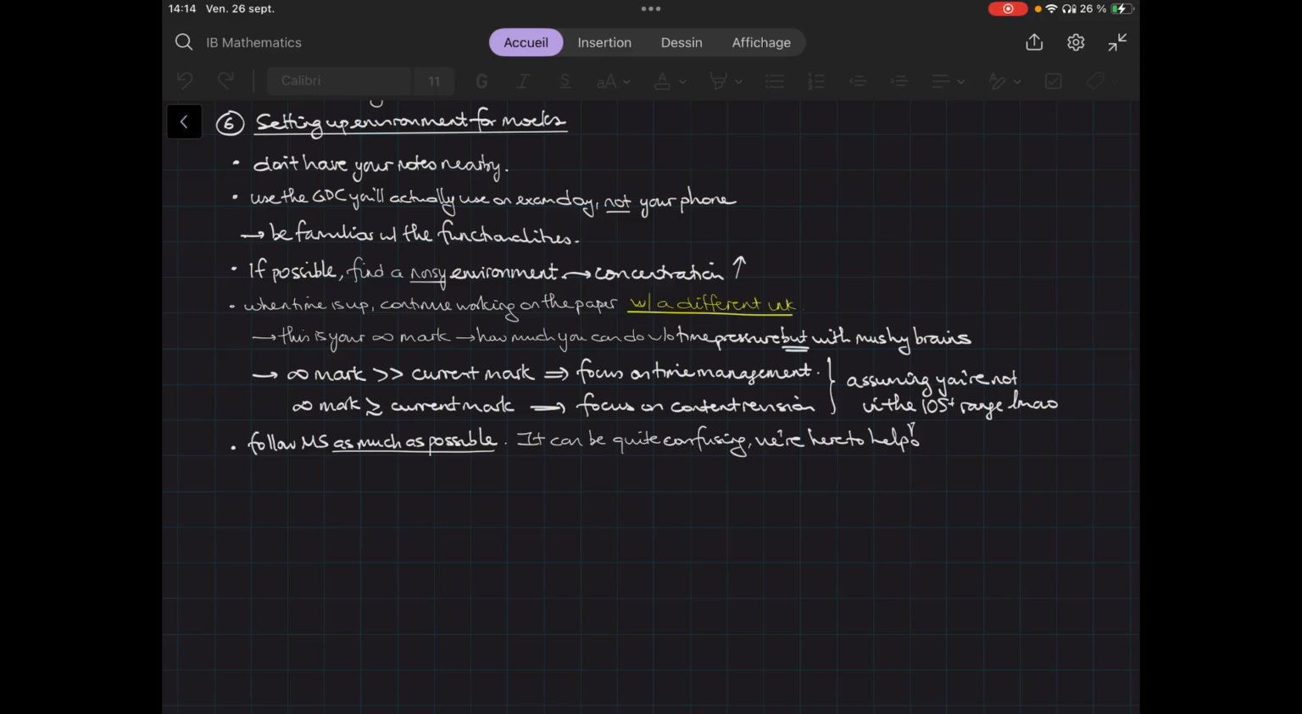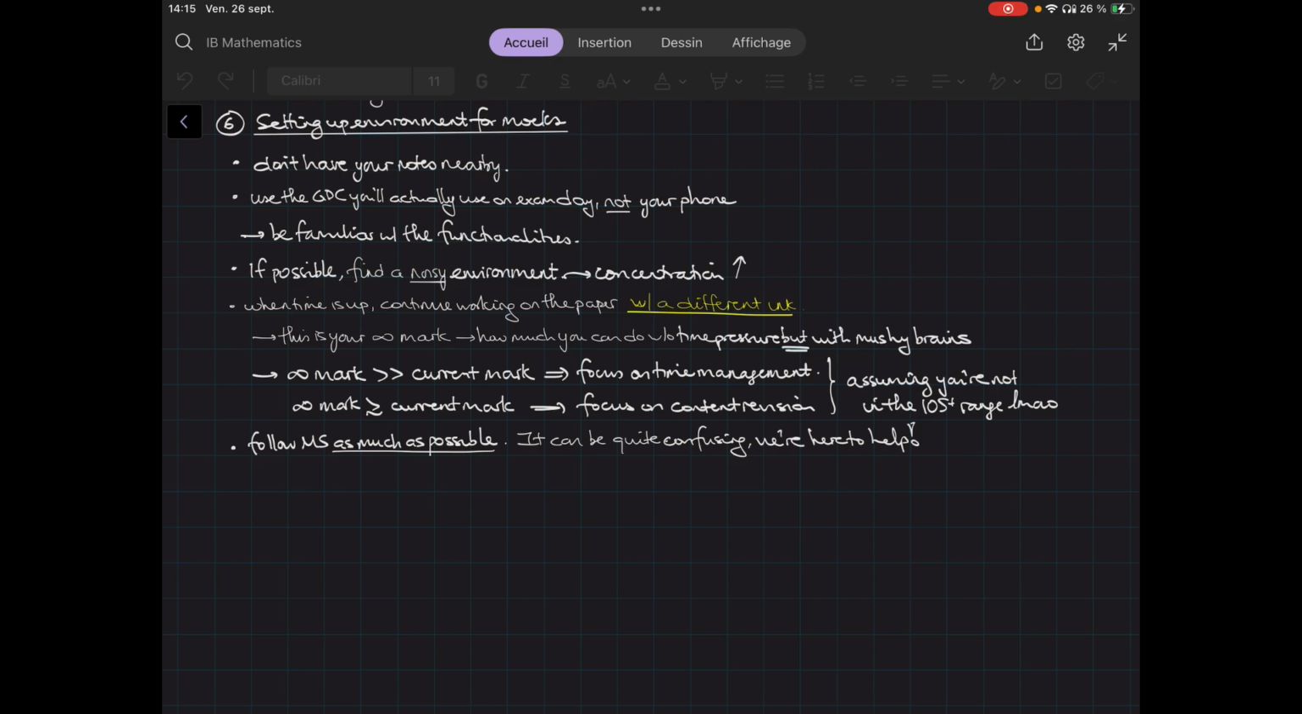1. Do not ever have your notes nearby. You are going to look at it. The same thing with having your phone nearby. More often than not, it's very hard to resist the temptation. The best way is to remove the queue altogether.